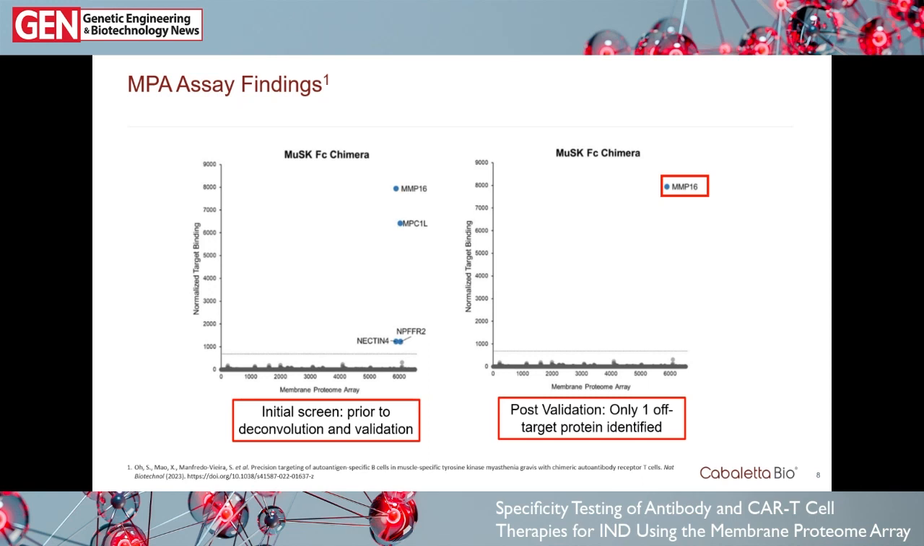NF-FFR2, Nectin-4, MPC1L, and MMP16. None of these proteins, which are considered potential binders in the MPA screen, were ever implicated in the literature as being a binding partner for MuSK. To confirm the initial screening, we did a comprehensive secondary validation screen where only MMP16 was identified as the sole binder of MuSK-FC protein. So in the following slide, I'll show you how the secondary validation screen is conducted by Integral Molecular.